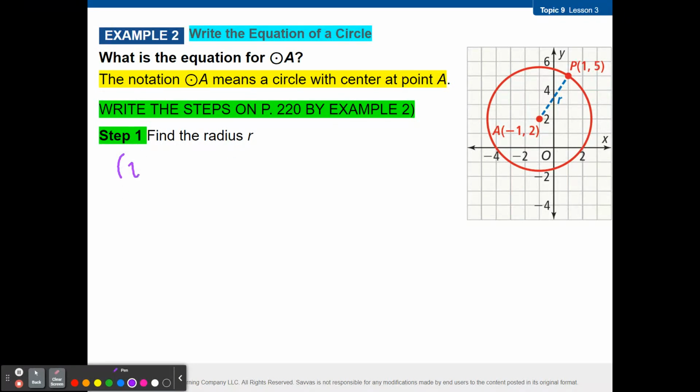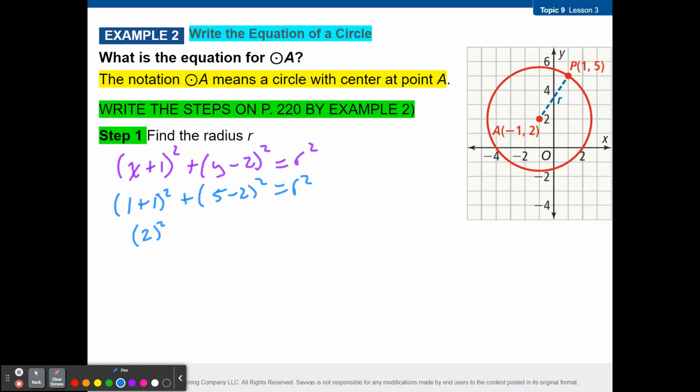So I'm going to have, in this case, x plus 1 squared plus y minus 2 squared equals r squared. Now, I'm going to take this point and substitute in for x and y. So this will now be 1 plus 1 squared plus 5 minus 2 squared equals r squared. So this will be 2 squared plus 3 squared equals r squared. So this will be 4 plus 9 equals r squared. That leaves me with r squared equals 13.